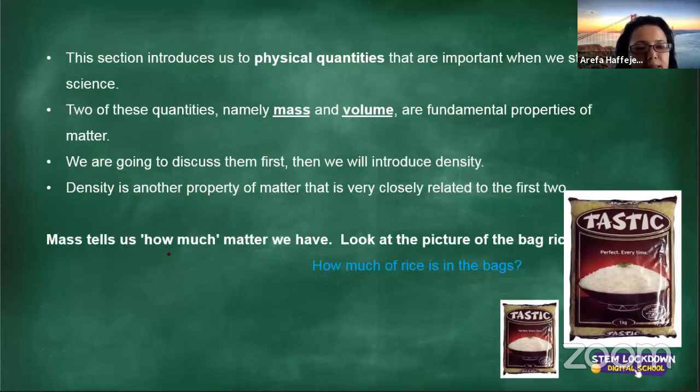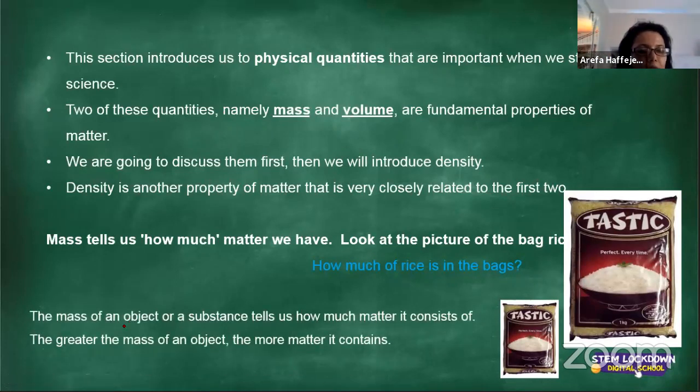Okay, so mass tells us how much matter we have. We looked at the picture of the bags, and one of the participants said that the bigger bag has more density because there's a lot of rice in it, and these rice particles are close together, next to each other. The mass of an object or a substance tells us how much matter it consists of. The greater the mass of an object, the more matter it contains.